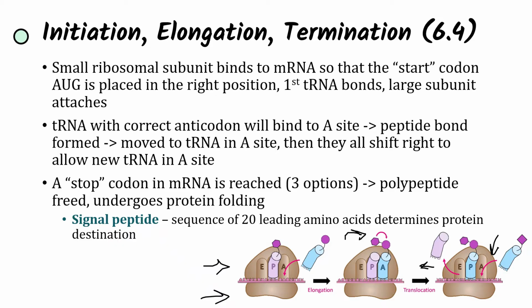The polypeptide becomes freed, undergoes protein folding, and it's going to have a signal. So a signal peptide is a sequence of 20 amino acids that determine the protein destination. So this protein folding of primary, secondary, tertiary, quaternary structure and the signal peptide are going to determine then what the protein is going to do within the cell, or if it's going to be exported out of the cell.